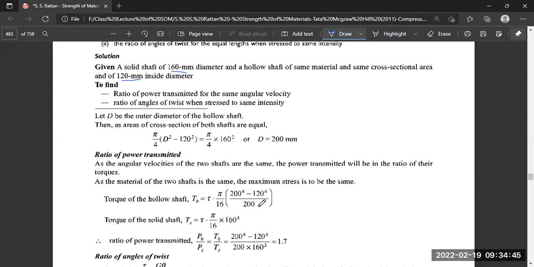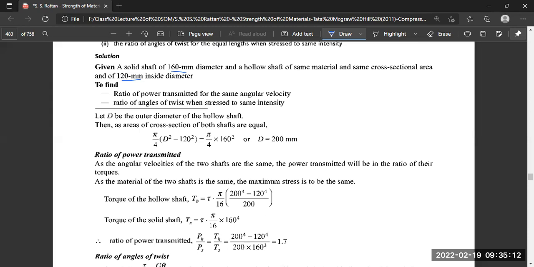Now, the torque of the solid shaft is T equals tau into pi by 16 into D to the power 4. The torque transmitted is not the same, but the shear stress they are exerting is same, and thus the ratio of the power transmitted is given as P of H divided by P of S is equal to T of H by T of S.